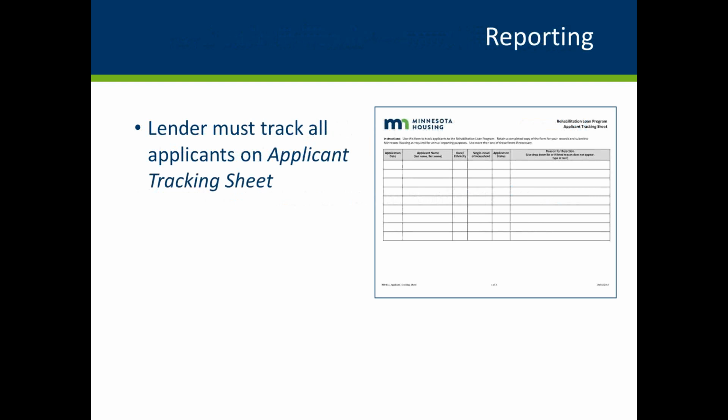All lenders must track all borrowers who have applied for the program using the applicant tracking sheet. The completed reports are due to Minnesota Housing semi-annually by March 31st and September 30th.